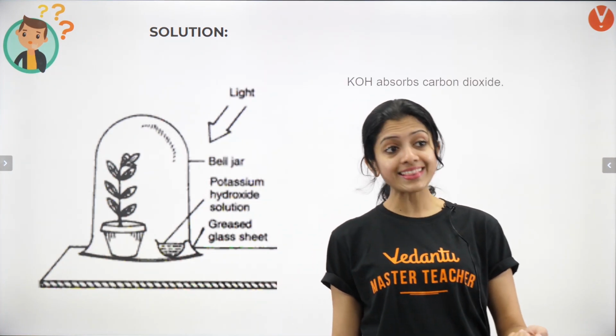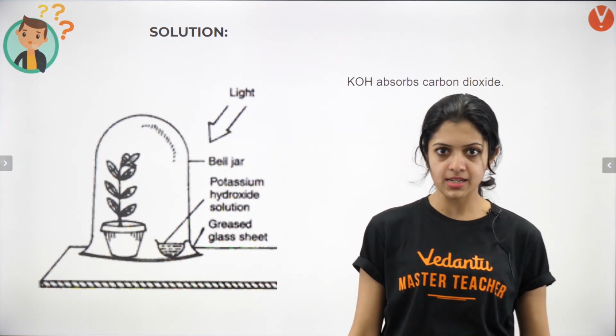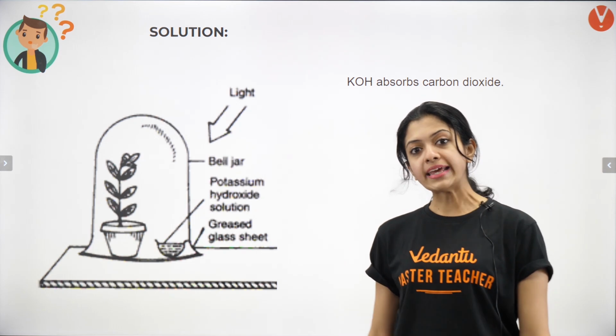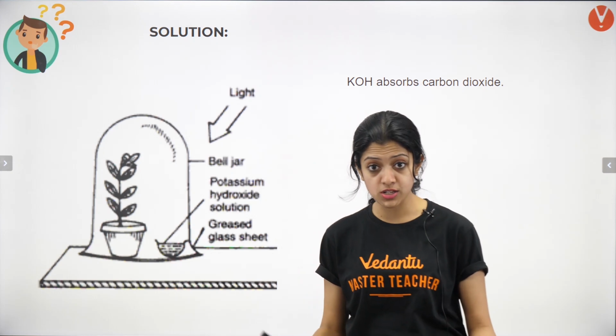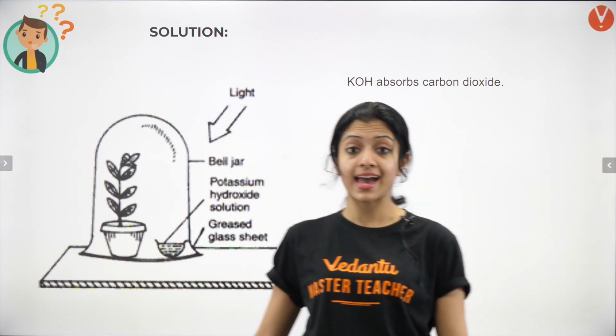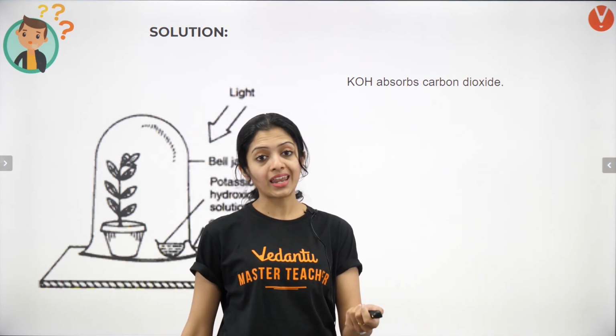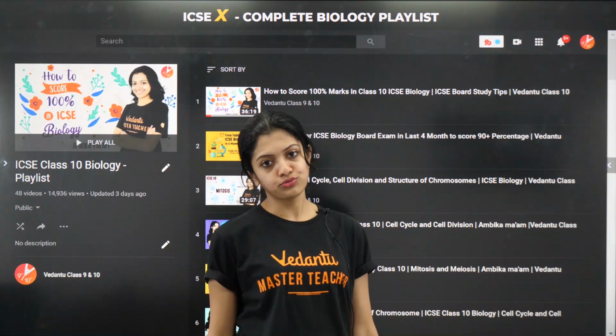Yes, it's actually there to absorb the carbon dioxide. And that is the only way you can check what would happen to the plant in the absence of carbon dioxide. Does it photosynthesize at all? Yes, so it's a very, very important part of photosynthesis.